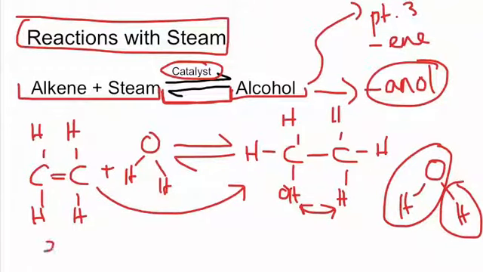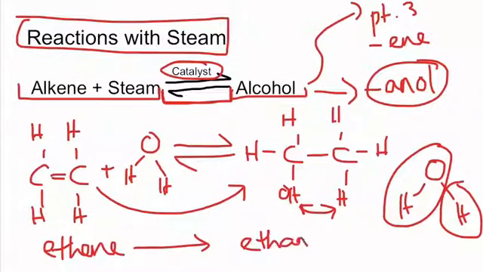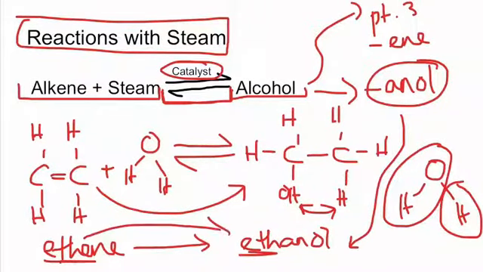The only thing that we need to know now is that ethene produces the alcohol ethanol. So you remember that characteristic ending -anol for alcohols, and eth, because that's from ethene, it doesn't change.